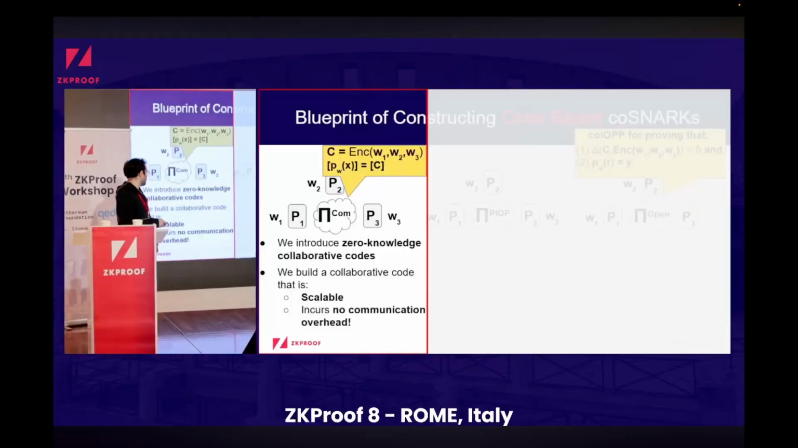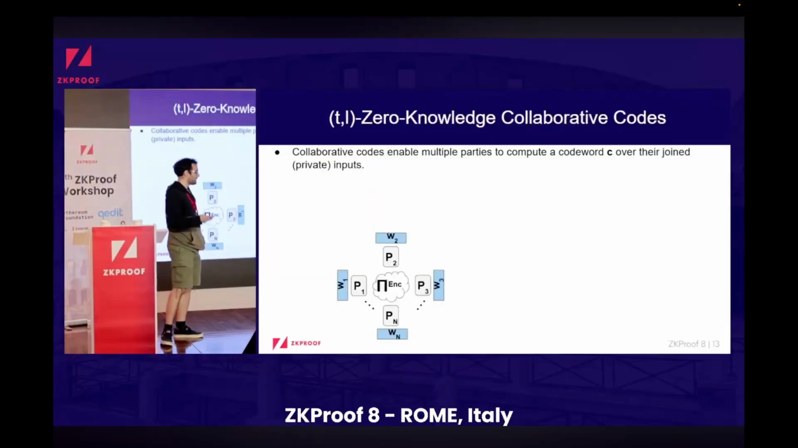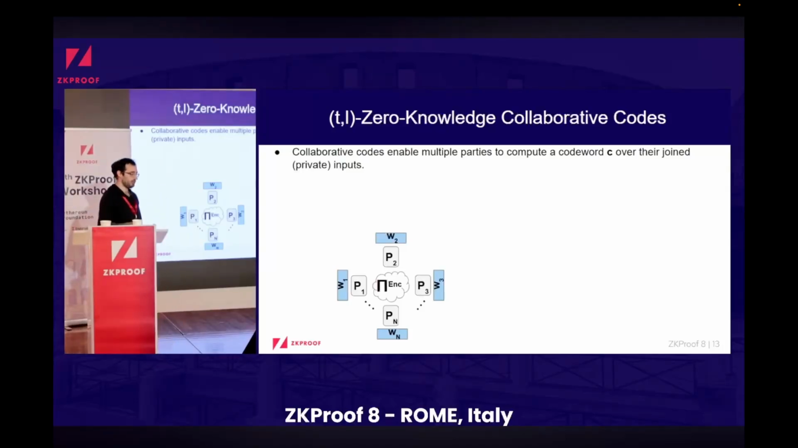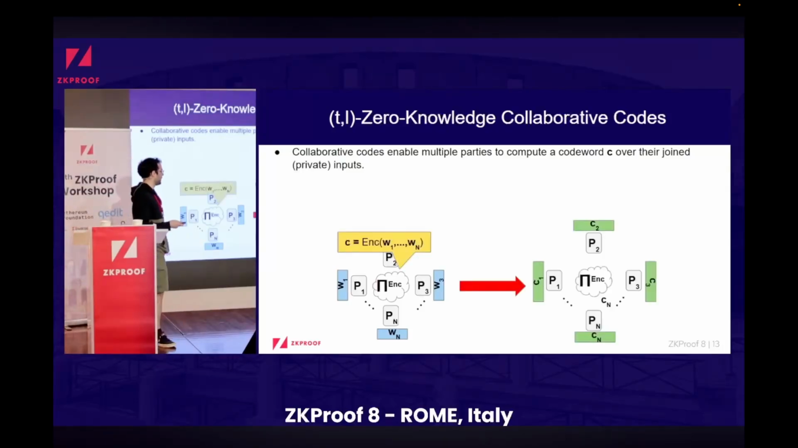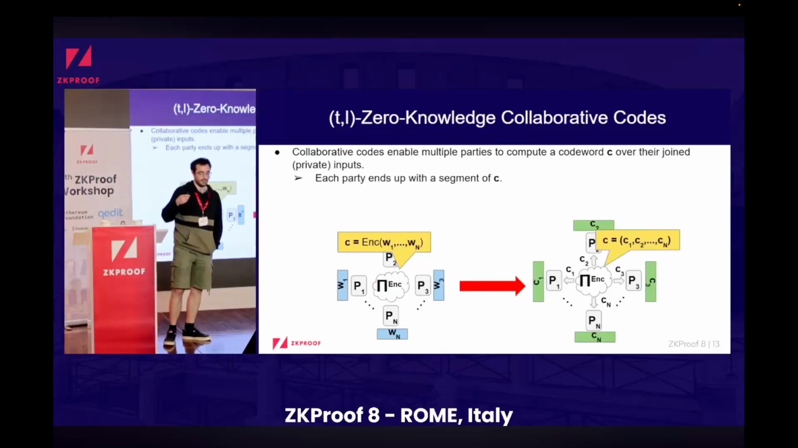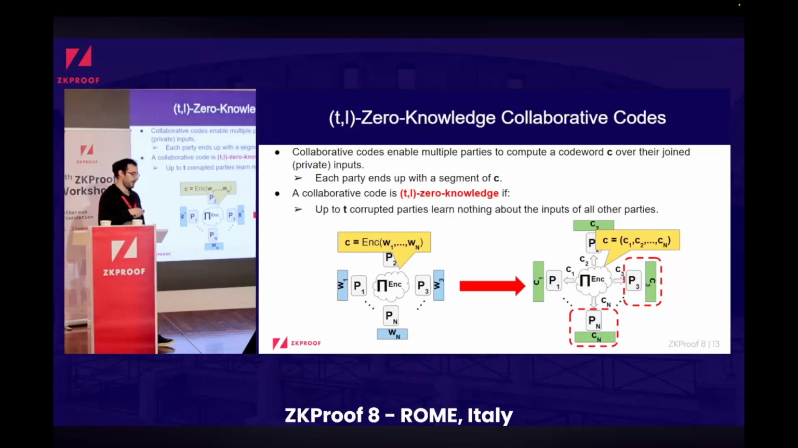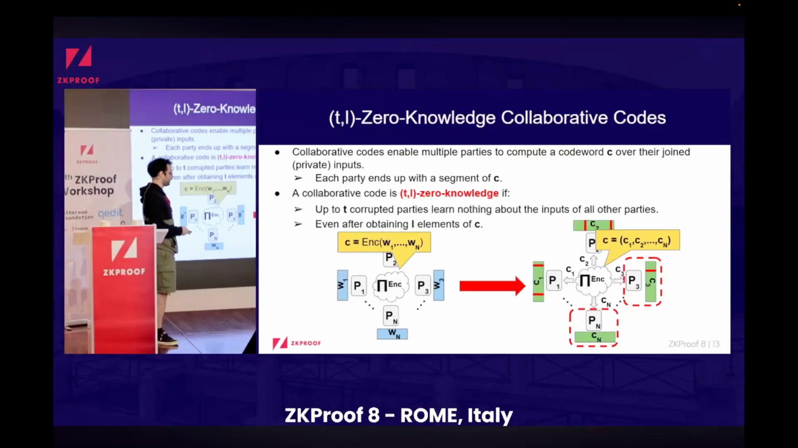Okay, let's begin with our main building block, which is the collaborative codes. Formally, collaborative codes enable multiple parties who hold only part of the input to jointly compute a codeword, possibly using an MPC protocol, and at the end of the day, each party ends up with a segment of the entire codeword. Now, security-wise, collaborative codes need to be (T, L) zero-knowledge, in the sense that up to T corrupted parties should learn nothing about the inputs of all other parties, even if they query L elements of the codeword.